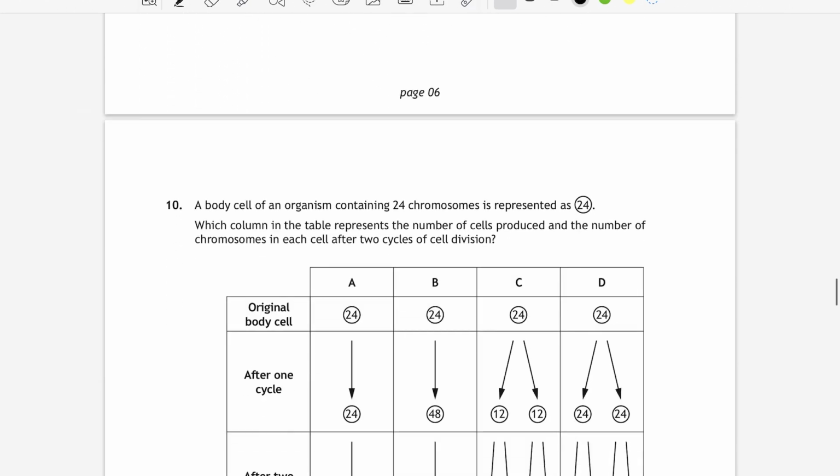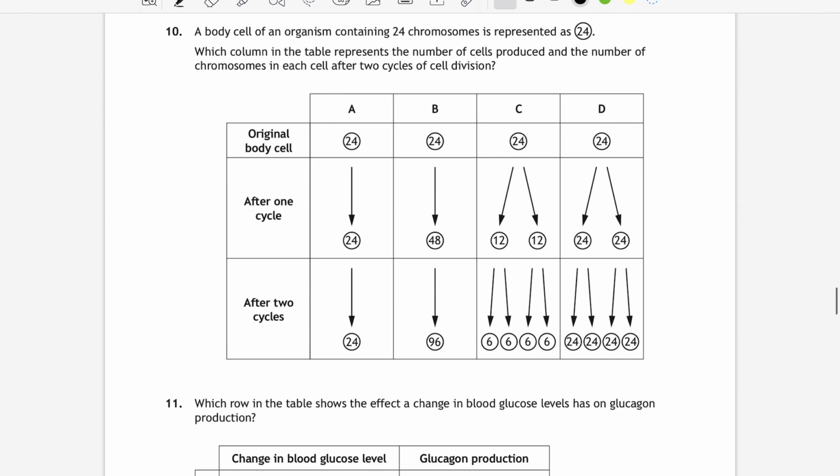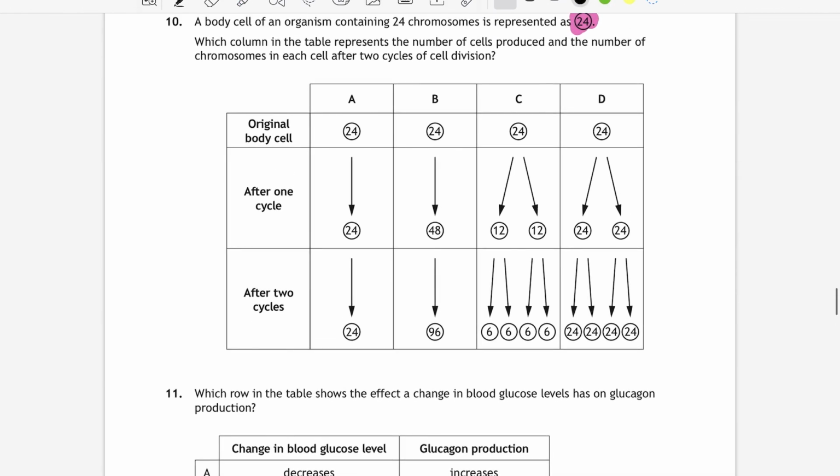Okay, number 10. A body cell of an organism containing 24 chromosomes is represented as 24, which is being encircled. So again, if I was in an exam, I would put a little bit of highlighter on there, saying, right, that's really important, I need to pay attention to that. Which column in the table represents the number of cells produced and the number of chromosomes in each cell after 2 cycles of cell division? Okay, so again, you can pause the video, have a little look, see how you get on.